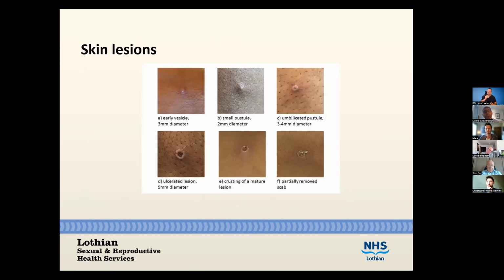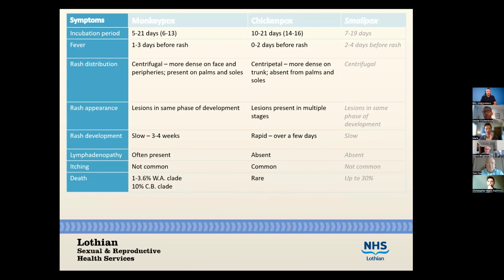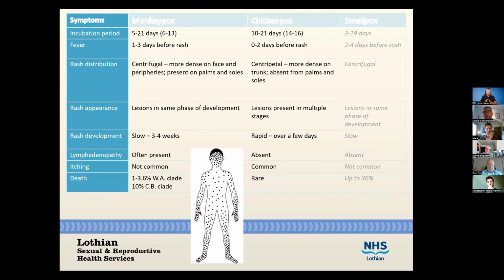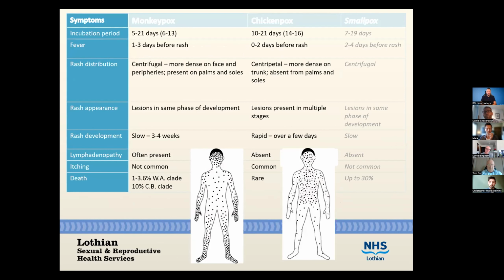Next slide. This is a picture of the skin lesions. There are many more graphic pictures of skin lesions out there. Next slide. Don't need to go into detail, but the most important thing to say about this is, compared to chickenpox, monkeypox rash tends to be what's called centrifugal, so on the face and the palms, rather than chickenpox, which tends to be on the trunk.